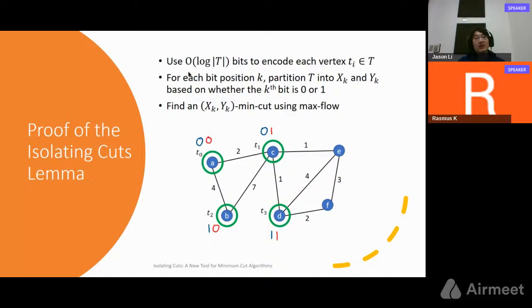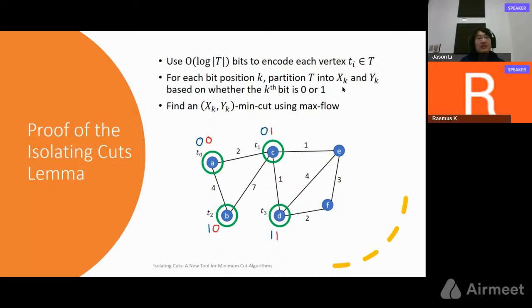And the way we'll do that is for each bit position, partition the terminal set into two parts based on whether the kth bit on each vertex is 0 or 1. So think of k as a power of 2. So this is like an equal sized bipartition for each k.